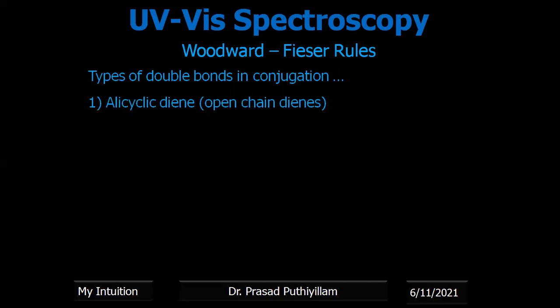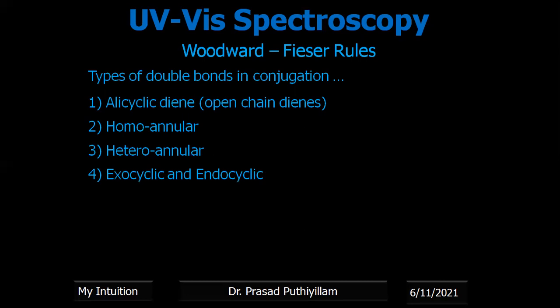So there are acyclic dienes, which we call open chain dienes. There are homoannular dienes. There are heteroannular dienes. There are exocyclic and endocyclic dienes. So these are the 4 main different types of double bonds which are present in conjugation. Conjugation is very important. This should be alternate double and single bonds.